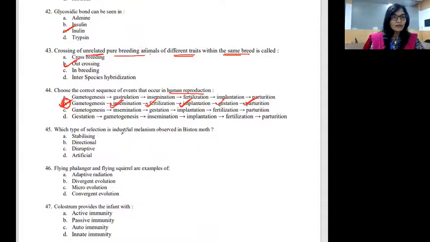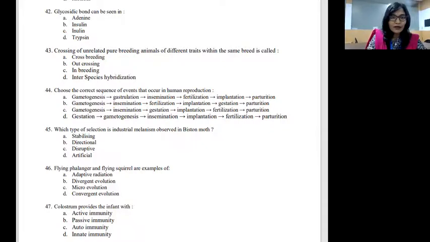Okay, which type of selection is industrial melanism? You already know about industrial melanism. We talked about this black color bark which has white color moths, and white color bark which has the black color moths. This is mainly based on direction. There are directional type of selections we used to say.